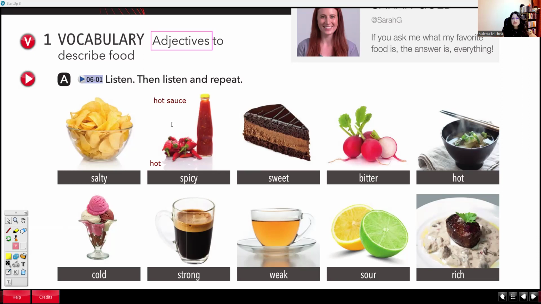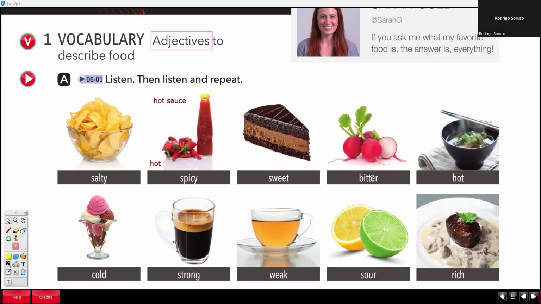We also have the red hot chili peppers. You know where that comes from, because it means that thingy that is very spicy, right? So the word hot also refers to spicy. Then we have, of course, sweet, something sweet. And this is one of my favorite flavors, bitter. What does bitter mean?